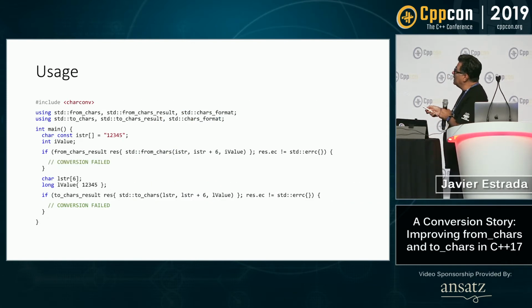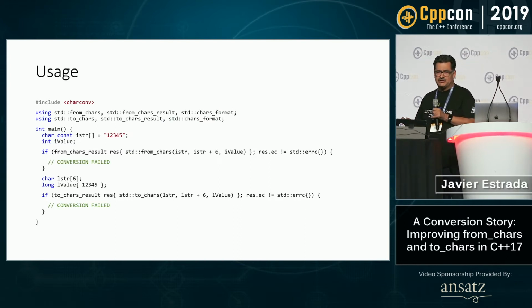So the usage, there can be a little bit of change in the usage, but basically you can have, let's say, a C-style array, and then you pass it. In that case, I'm using if with initialization and then testing. You have to test against the error code. That's your test. If that's not true, then the conversion failed and you have to do something about it. So that's a typical usage.